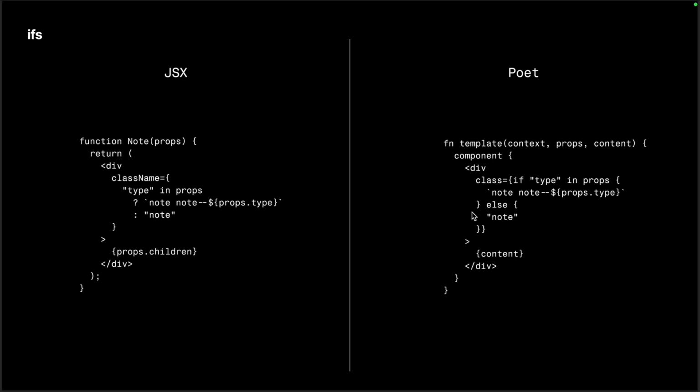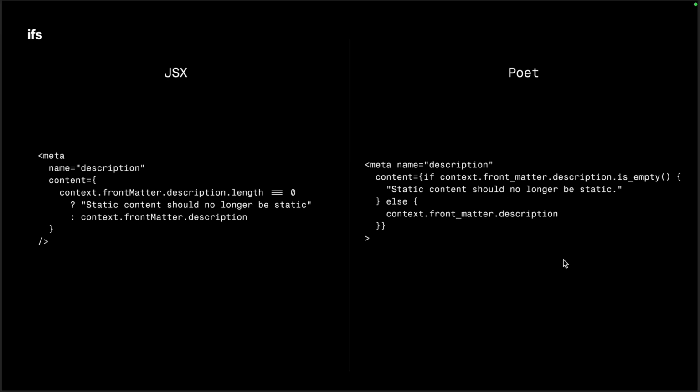Next thing is that instead of using ternary operators, I can use the regular if-else statements because Rhai treats them as expressions. For example, here I am checking if the type property exists in props, and then I modify the class accordingly. And here I'm checking if the description property in the front matter is empty.